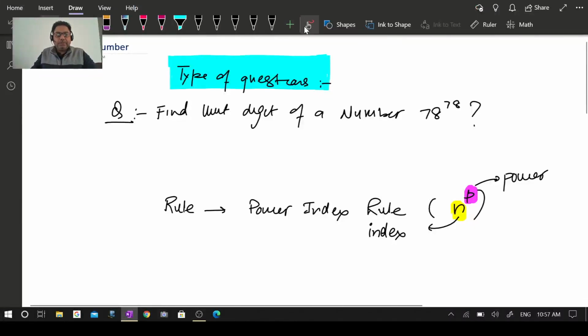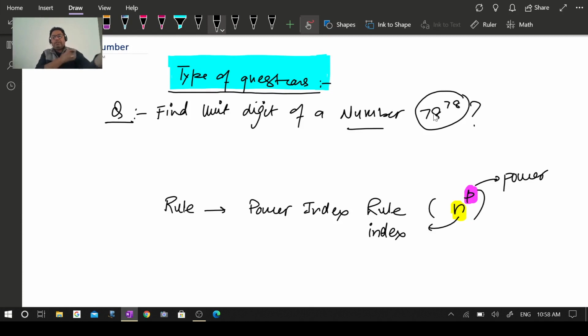Today we are going to discuss unit digit of a number, right? So when I talk about unit digit of a number, this is the exact type of question I would like to discuss. Listen, find the unit digit of a number 78 to the power 78.